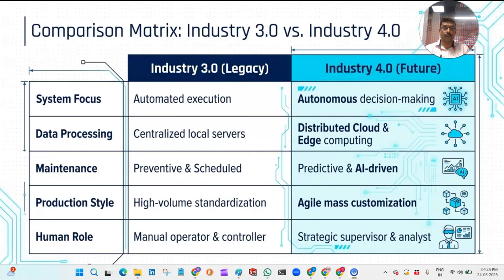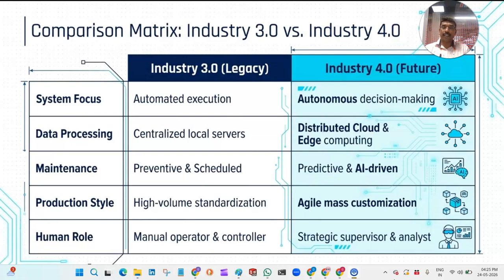Whereas for Industry 4.0, more emphasis is given to agile mass customization. Agile means there is a very short time for the transition of raw material into a finished product, or the product moving to the market. Either way, the timing is very short. It is made short by the sophisticated systems in Industry 4.0, and customization is also made easy here. So this is an important characteristic feature of Industry 4.0.